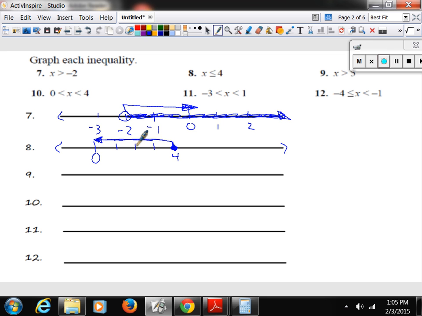Okay, so you can shade above it. I'm going to shade above the graph, but you can shade on the graph if you'd rather. So that would be your answer to 8.